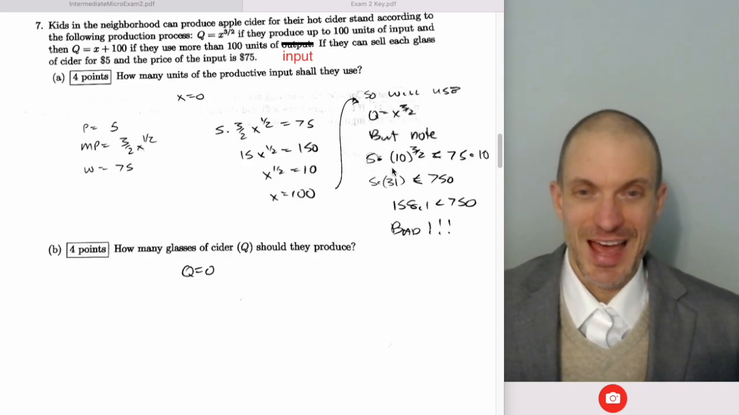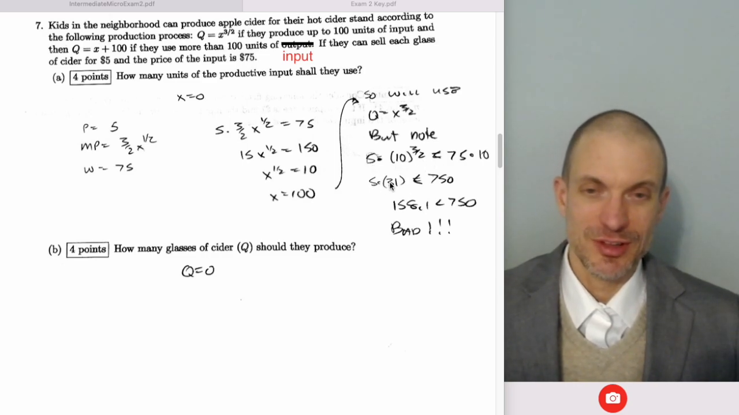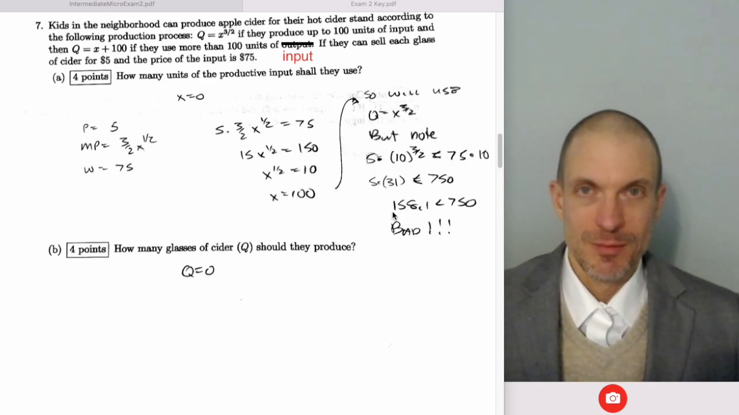But notice what's going to happen. It'll be 5 times 10 to the 3/2, which is basically 5 times 31, which gives us basically 158.1. But over here, we're going to have 75 times 10, or 750. So this is bad. We don't want to produce.